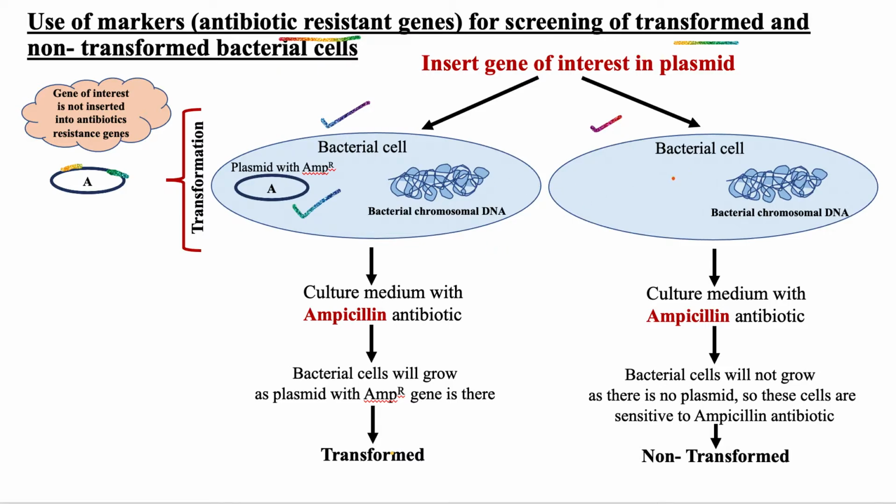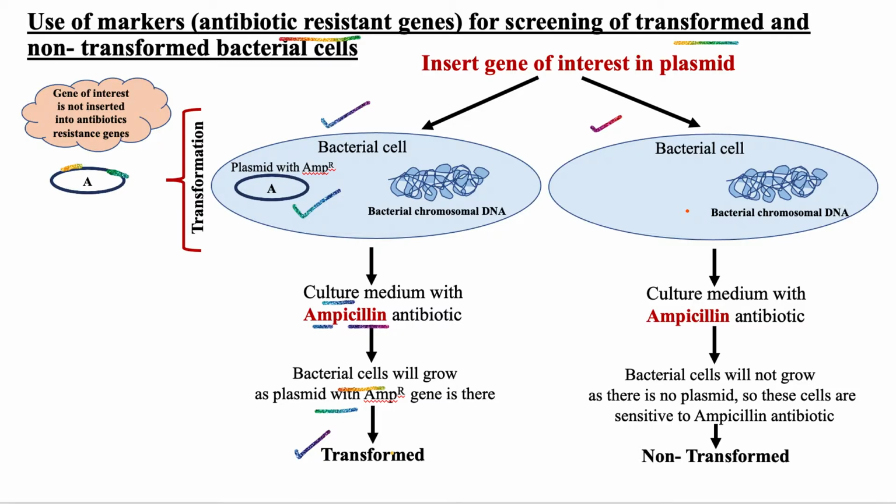Now how do we differentiate between these two different types of bacterial cells? What will happen if we add ampicillin antibiotic in a culture medium and let these bacterial cells grow? This bacterial cell or colony will grow, as the plasmid with the ampicillin resistance gene is there. So these bacterial cells that have a plasmid with the ampicillin resistance gene will grow in a bacterial culture with ampicillin antibiotic. So these cells will be transformed cells.